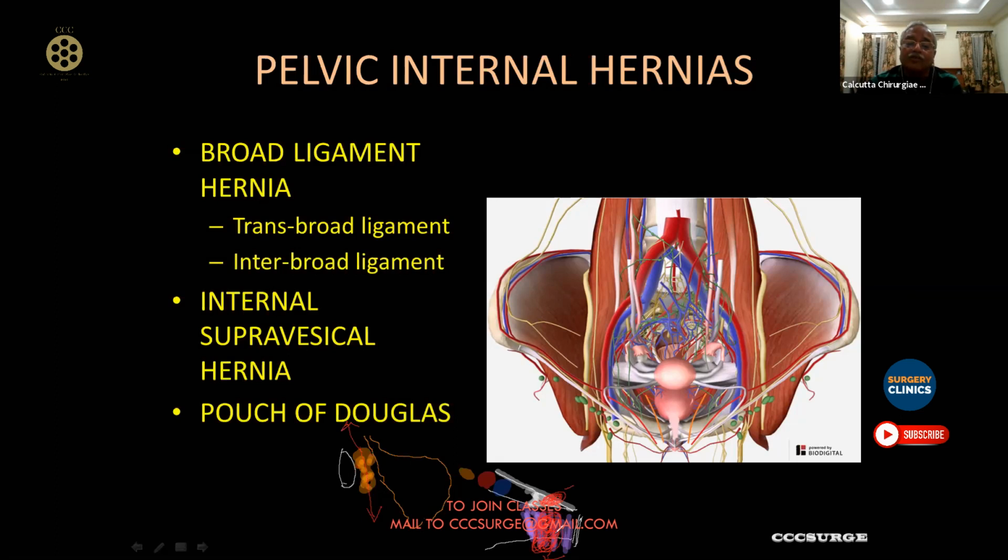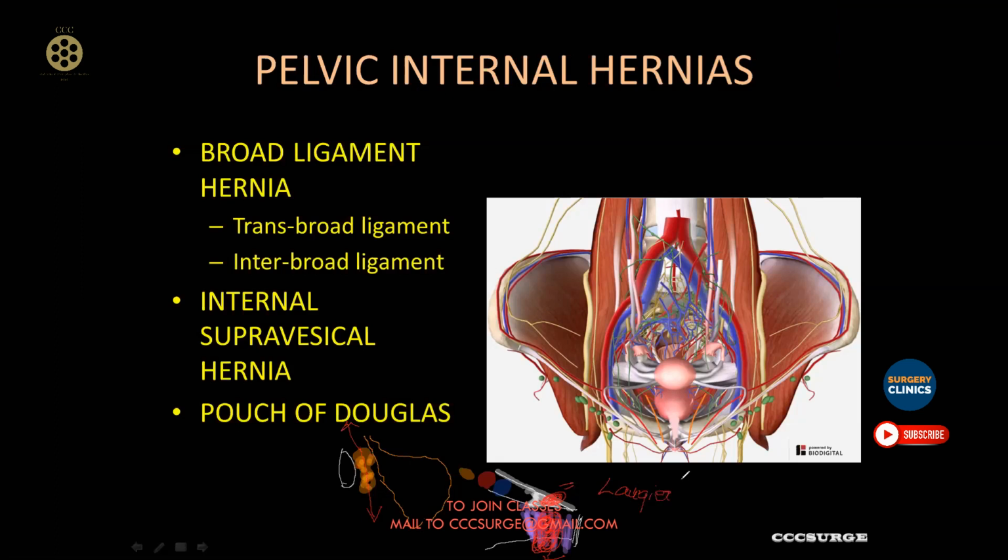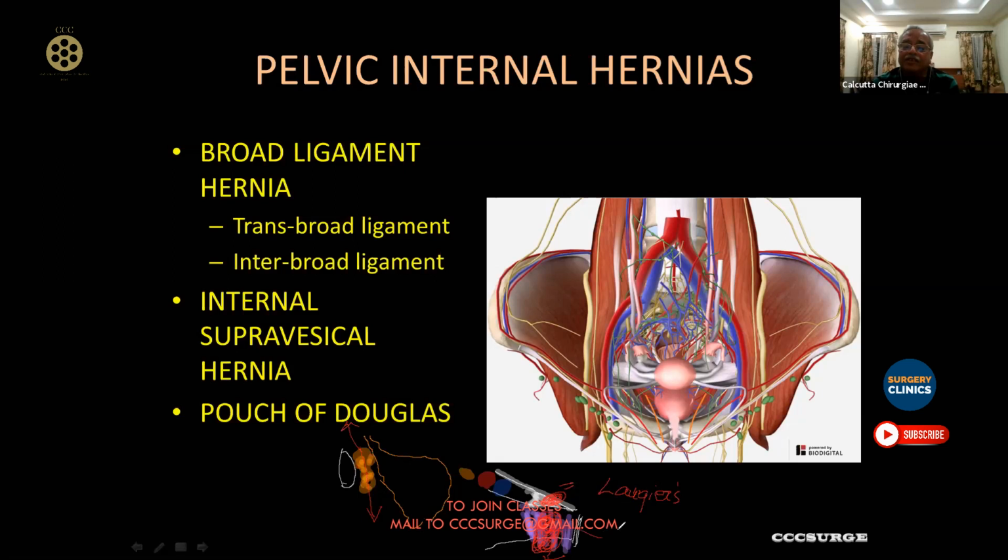What is this hernia called? Rare hernias. This is called Laugier's hernia. Okay. And this is classically called the pectineal hernia or the Cloquet's hernia. Okay, that comes through the pectineal ligament. So you have to remember, internal supravesical goes down below. If it comes up, that is the area of, sorry, I won't draw it in that color. I will draw it in the same color that I used out here.